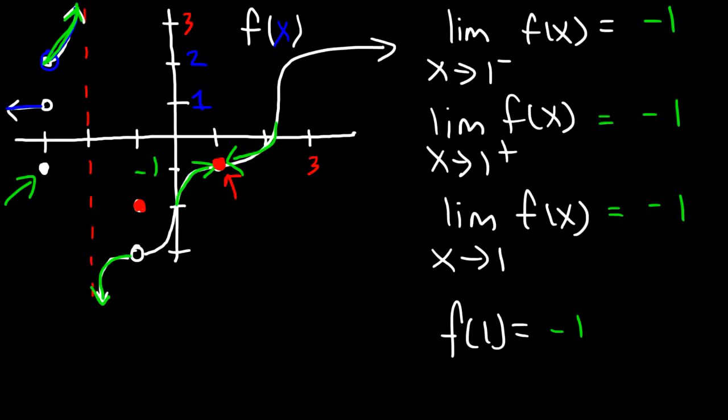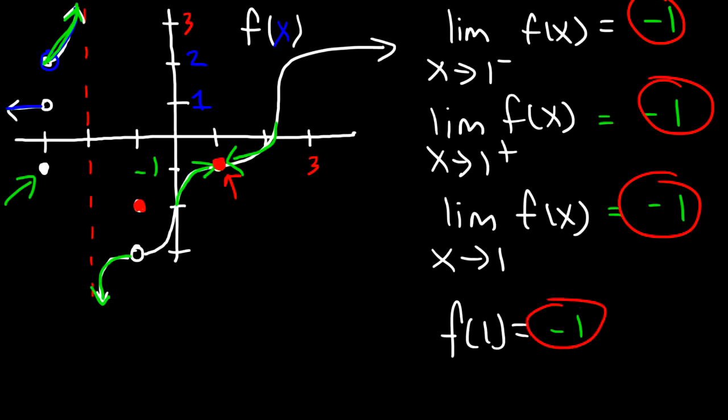Now, whenever all four of these values match up, the function is continuous at x equals 1. Whenever there's a mismatch, it's discontinuous. It could be a hole, an infinite discontinuity, or a jump discontinuity. But when all four of these values match, then we can say that the function is continuous at x equals 1.